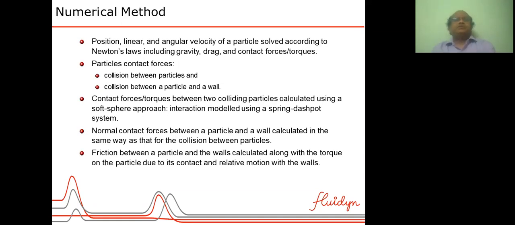So again, in this case, the position, linear or angular velocity of a particle are solved according to Newton's laws, including various forces, and also the contact forces. One difference between the parcel-based method and MA is the introduction of these contact forces. And there are normal contact forces and tangential contact forces, and there will be friction between particle and walls.